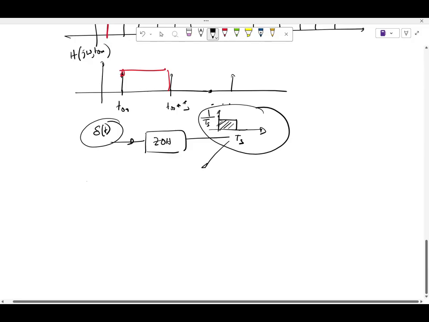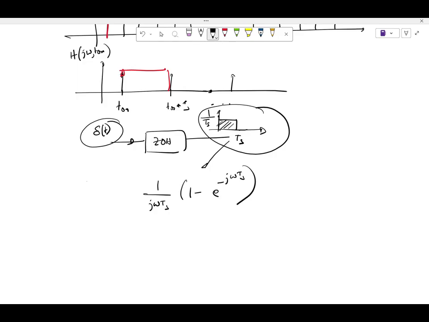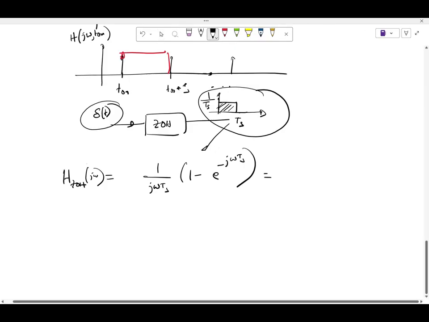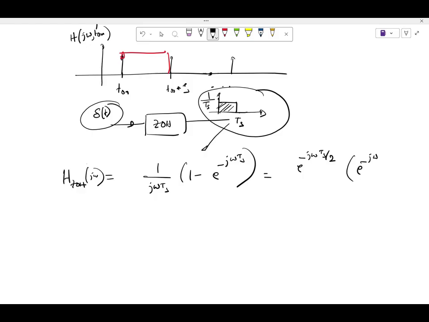So what will this be? Yeah, so it will be 1 by j omega Ts, then 1 minus. Okay, so this is H of zero order hold. Fine, so I can express this as e to the power minus j omega Ts by 2 times e to the power minus j omega, e to the power j omega Ts by 2.